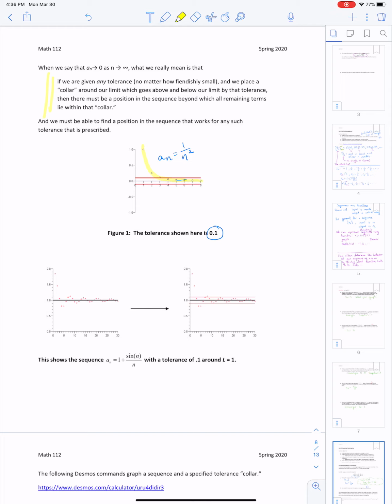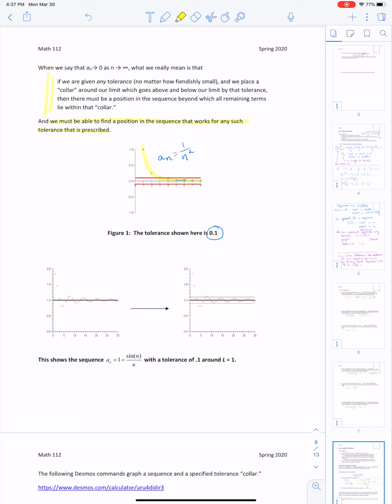So the idea here is that with these tolerances, we must be able to find some point at which the sequence always will stay within the collar, and we must be able to do that no matter what the tolerance is. In other words, I had here a tolerance of 0.1. I need to be able to shrink that tolerance, and eventually I may have to wait longer. Eventually the sequence will fall within that tolerance.